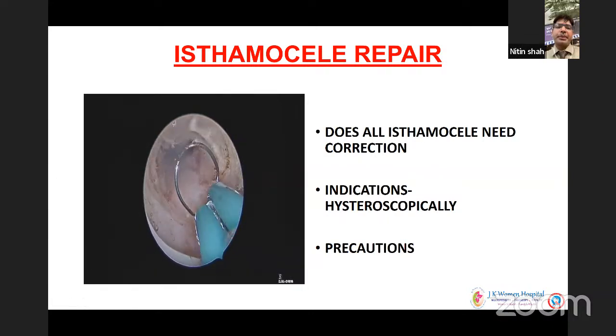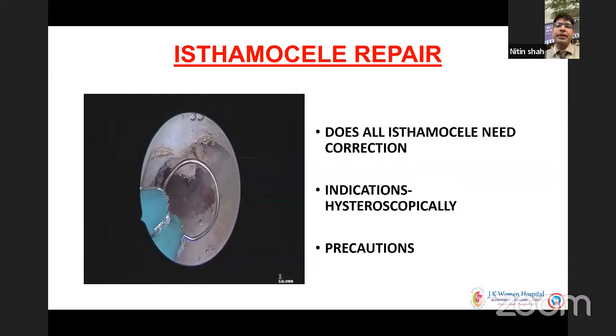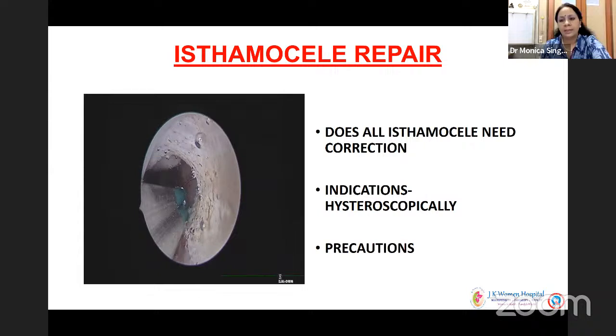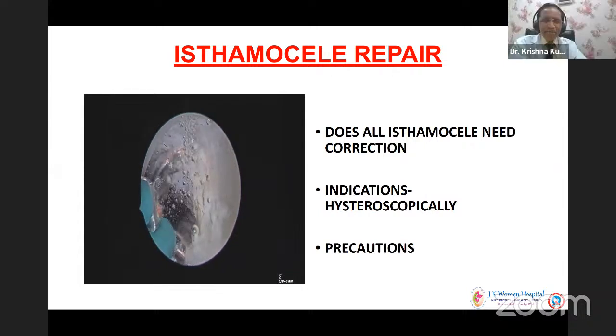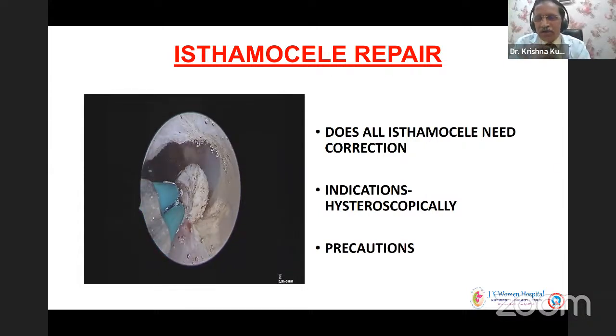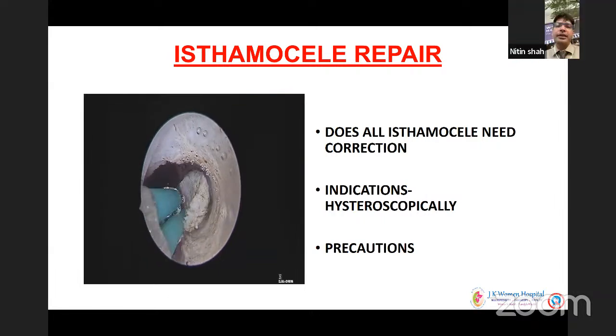If the patient requires future fertility and the residual myometrium is thin, laparoscopic correction is warranted. Yes. Otherwise, go for the hysteroscopic correction. What are the ways to do it? What are the steps?